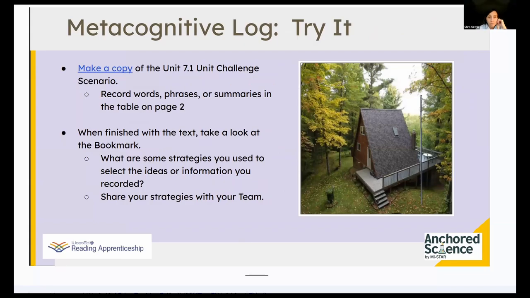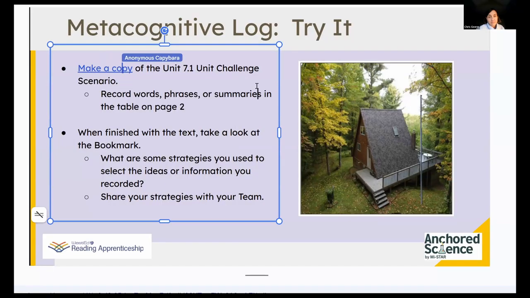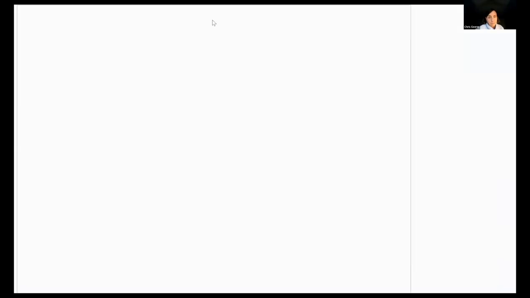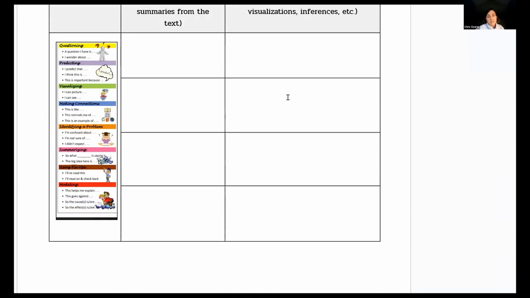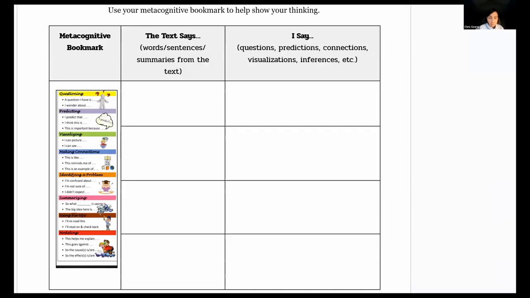But on slide 23, there's a link to, it's actually a shortened version of the unit challenge. And so if you click on the link, you'll make a copy, a Google Doc copy. And then when you're done reading the text, so it's going to ask you to make your own copy so you can do whatever you want with it, write on it, etc. So we've got the text on the first page. And then on the second page, we've got a table here and a metacognitive bookmark.